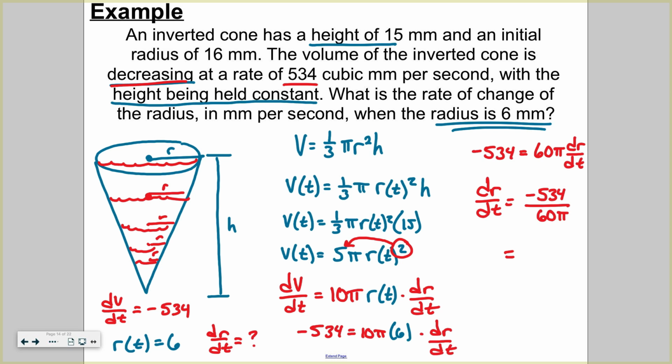which can be simplified down into, let's see, negative 534 divided by 60. That can be simplified down into negative 89 over 10 pi. And let's see, this is going to be in millimeters per second.